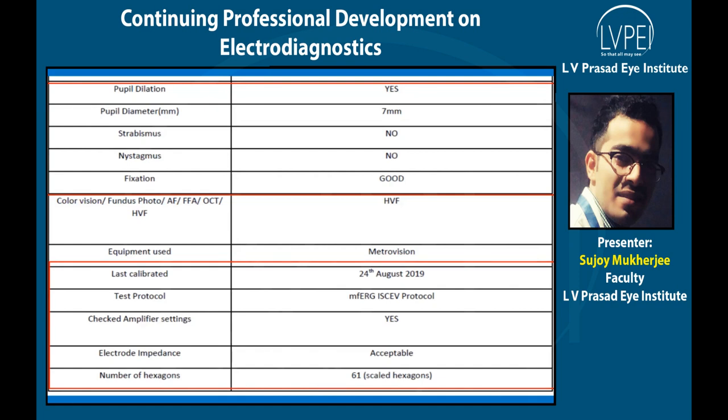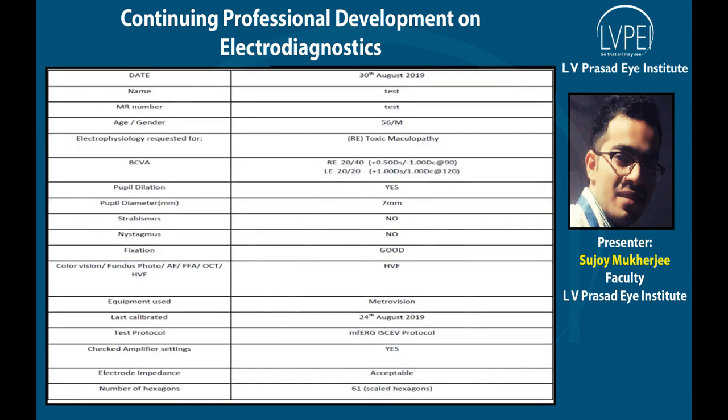Generally we use 61 and 91, and even more hexagons can also be used. The idea, the propagation of hexagons that I showed in the previous talk, and the number of hexagons, how much scale and how many degrees are being covered, all of these should come in general.